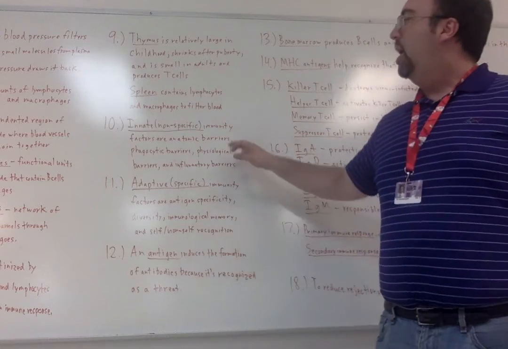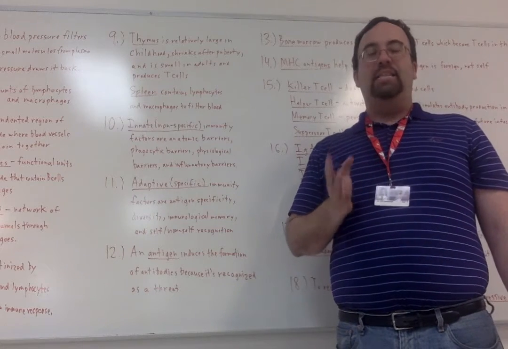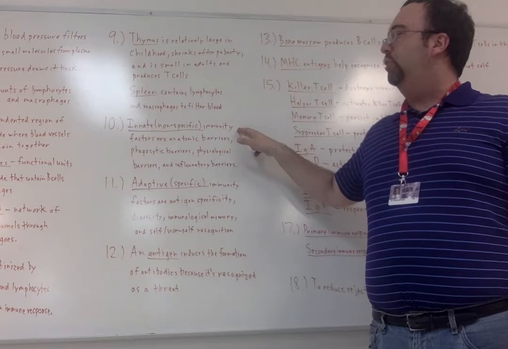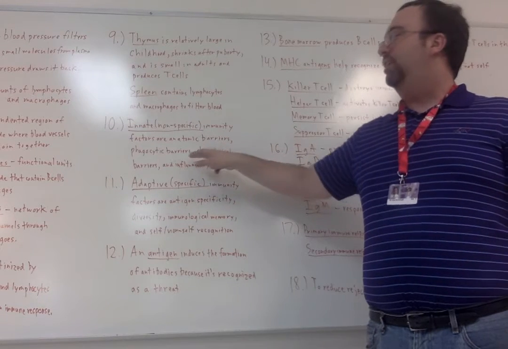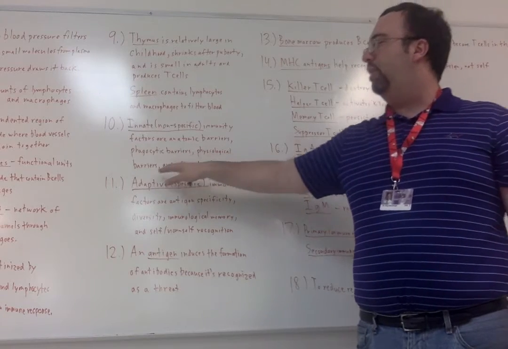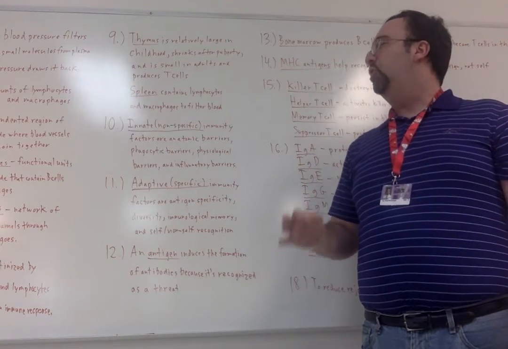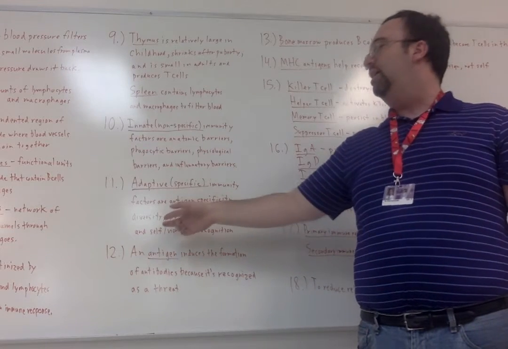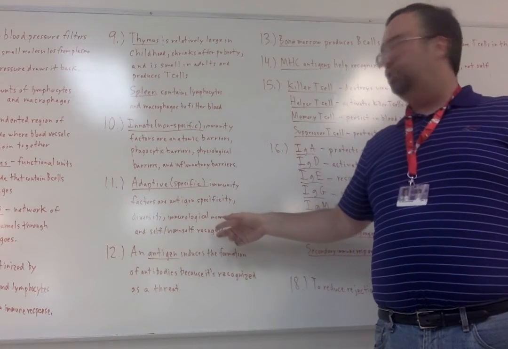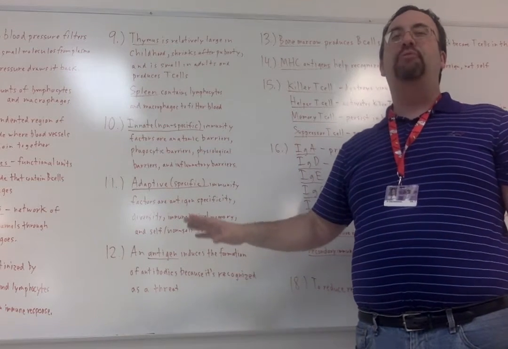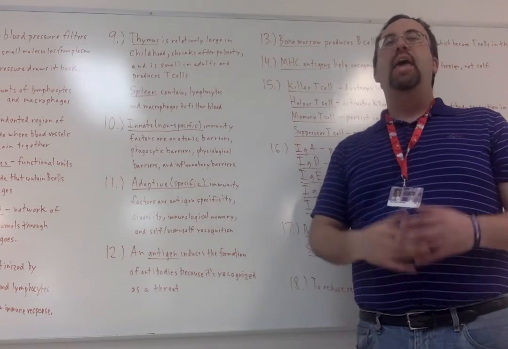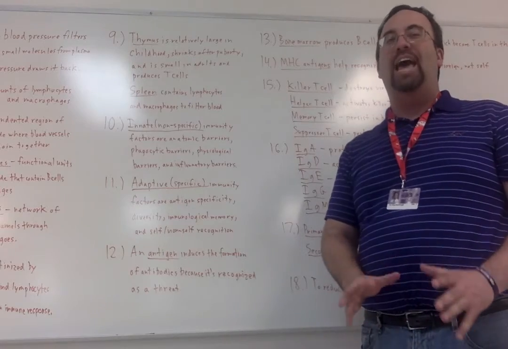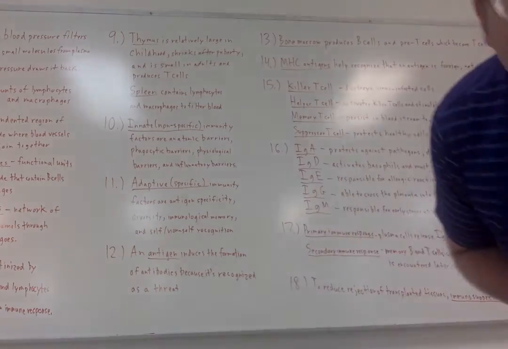We have innate and adaptive immunity factors. The innate or nonspecific immunity factors include anatomic barriers, phagocytic barriers, physiological barriers, and inflammatory barriers. Your adaptive or specific immunity includes antigen specificity, diversity, immunological memory, and non-self recognition. An antigen induces the formation of antibodies because it's recognized as a threat. All right.